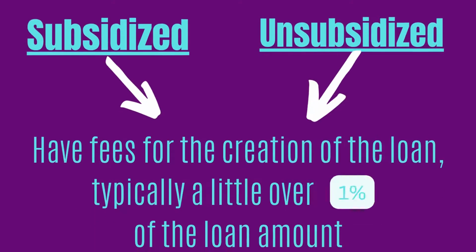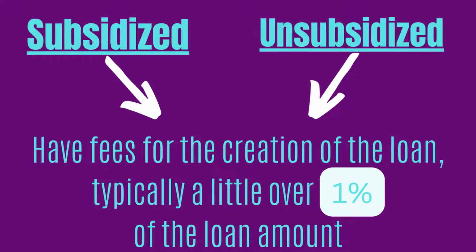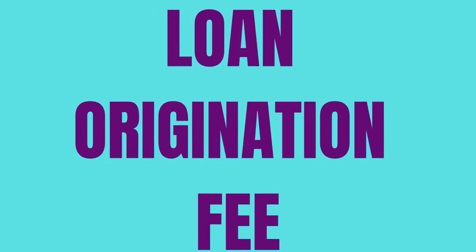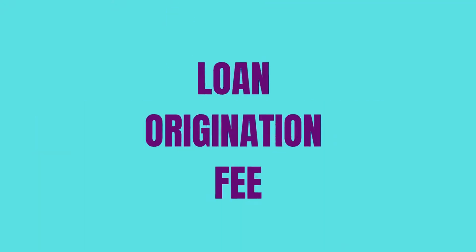One thing that subsidized and unsubsidized student loans have in common is they both have fees for the creation of the loan. This fee is typically a little over 1% of the loan amount and is thought of as a loan origination fee. These fees are typically taken out up front, so you don't have to worry about coming out of pocket to pay for them.